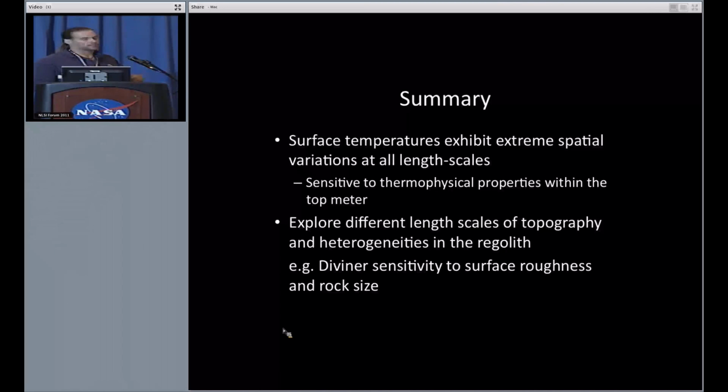And so, obviously this is a work in progress, so we're really just getting started with this, but the idea is to start to get more quantitative about all the different factors that can influence our measurements and explore different length scales of topography and heterogeneities in the regolith, and try to really determine Diviner's sensitivity to things like surface roughness and different length scales of rocks. And so hopefully we can start to learn more about the thermophysical properties of the regolith.